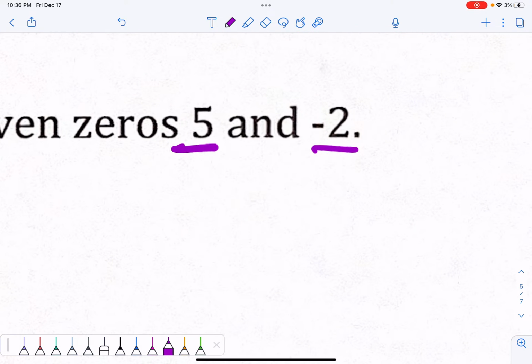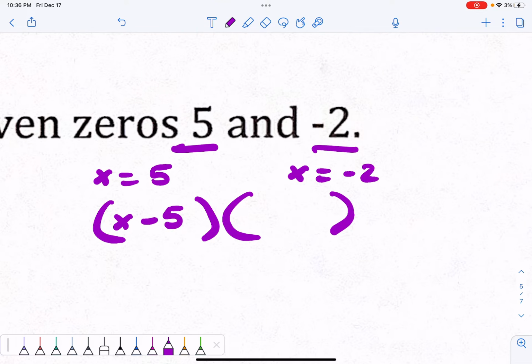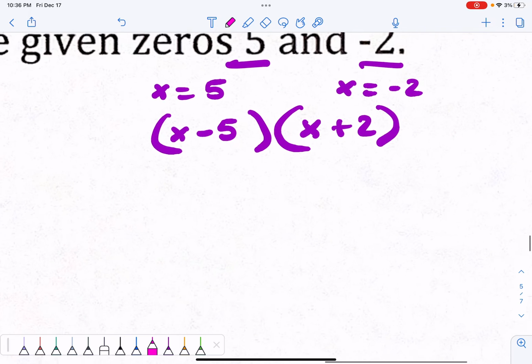Okay, so I'm going to zoom in over here. When it says my zeros are 5 and negative 2, that means x equals 5 and x equals negative 2, okay? Then we work backwards and we say, like, what did they look like in the bubbles, right? Well, we know that they're the opposite signs, so x minus 5 and x plus 2. And then from there, all we do is just FOIL, right?